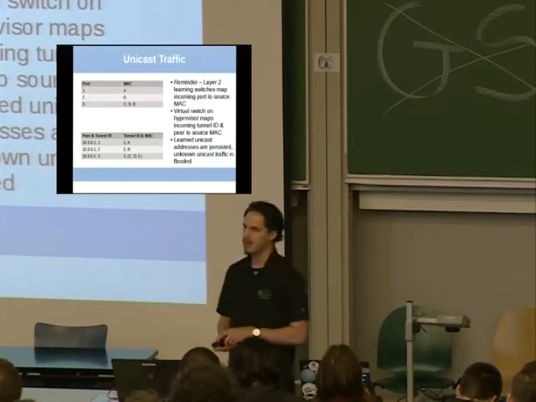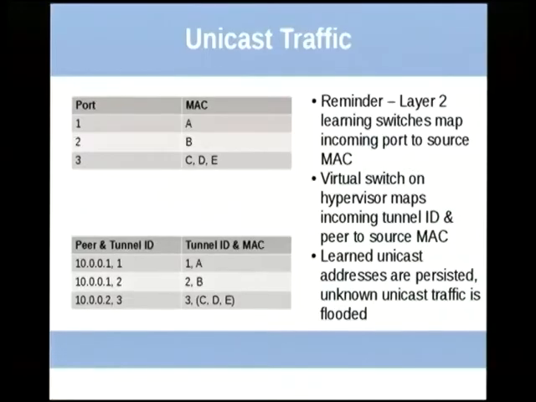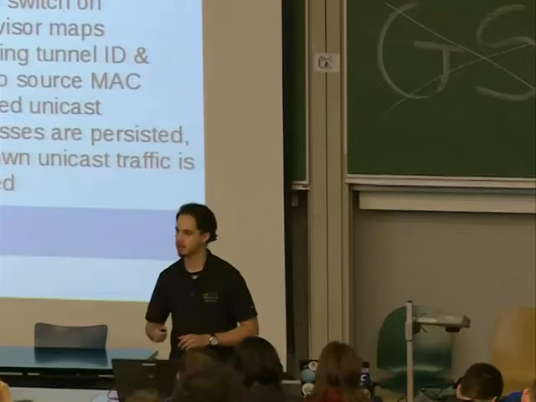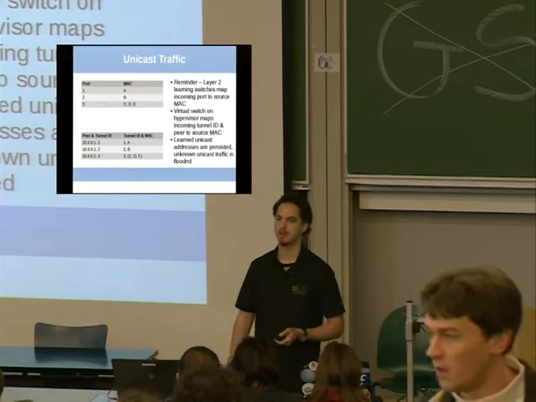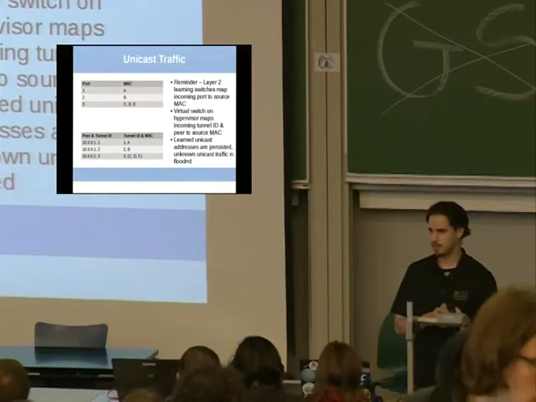So we've got to talk about the logic. How do we forward unicast traffic? How do we forward broadcast traffic? This is a short review. Classical switches, which could be physical or virtual, are called layer 2 learning switches. How do they work?